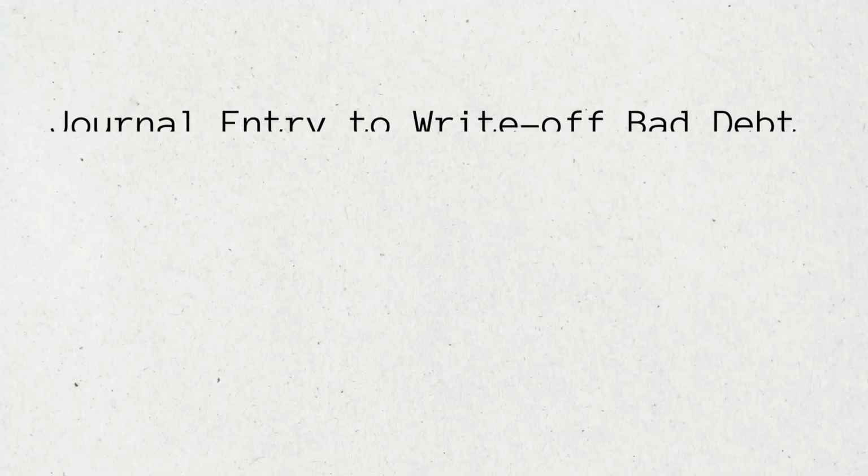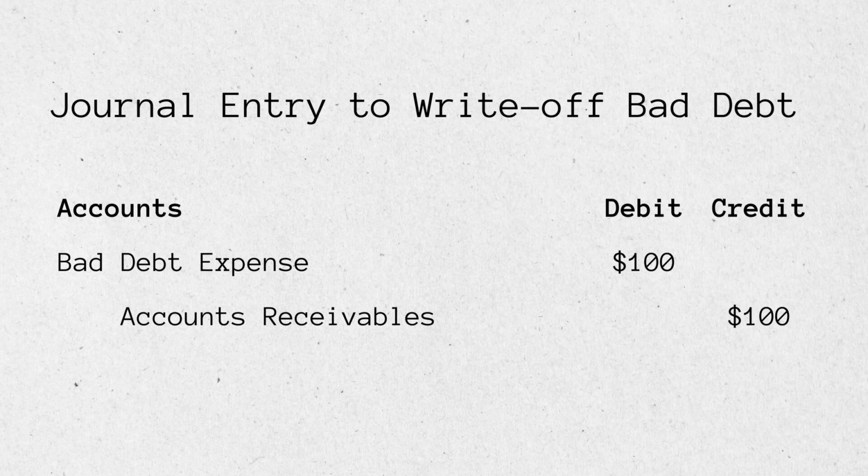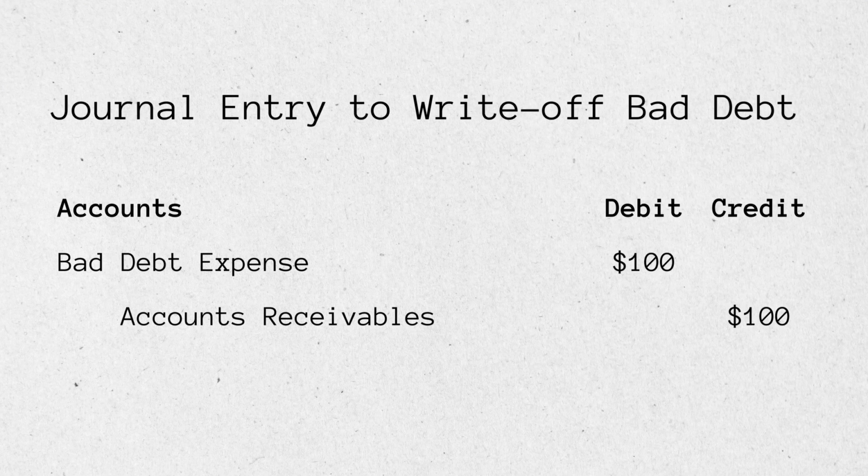Now you have two ways to write off this bad debt. Either you can go with the direct write-off method, which is simpler and easy to use, and then there's the allowance method, which is much more complex. So let's see the direct write-off method. You simply transfer the amount of bad debt from accounts receivable account to a bad debt expense account.